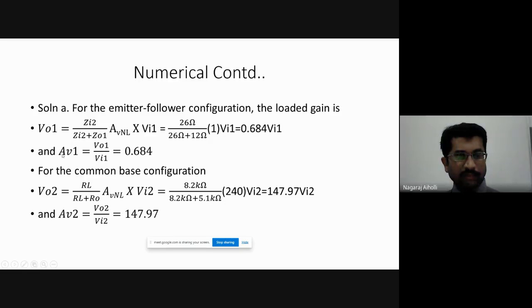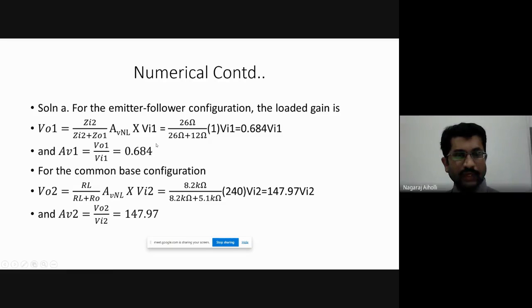Now what we want here is the gain of the first stage, that is the emitter follower. Gain of the first stage will be output by input, that is V01 by VI1. Rearrange the terms. V01 divided by VI1, take it to the LHS, it will come to the denominator. Therefore, V01 by VI1 will be 0.684, which is the gain of the emitter follower configuration. Okay, hope you followed this part.